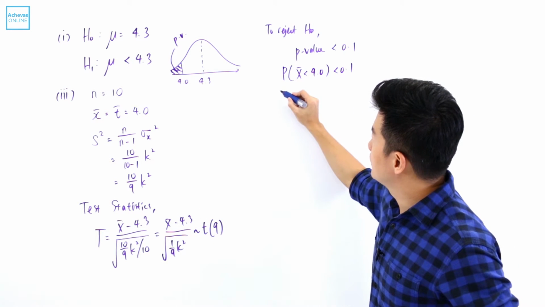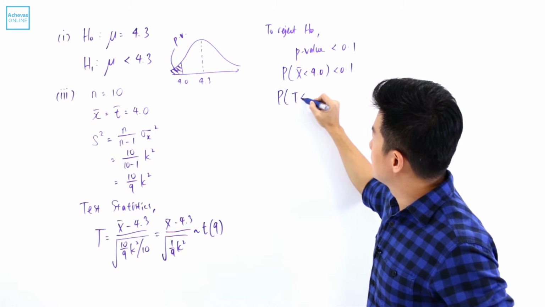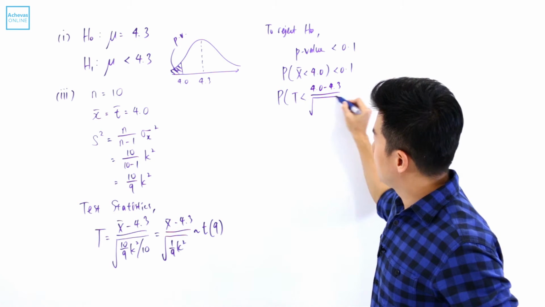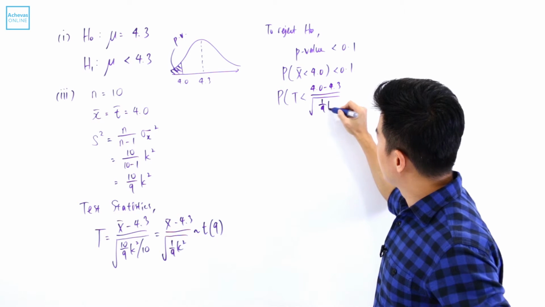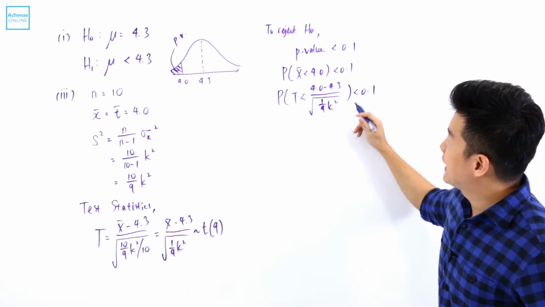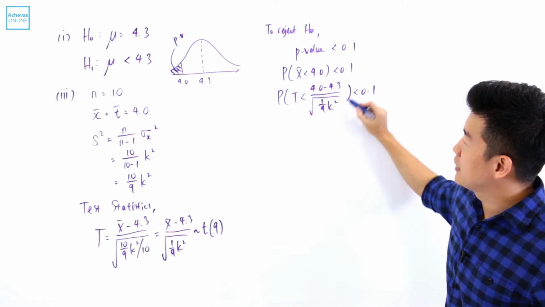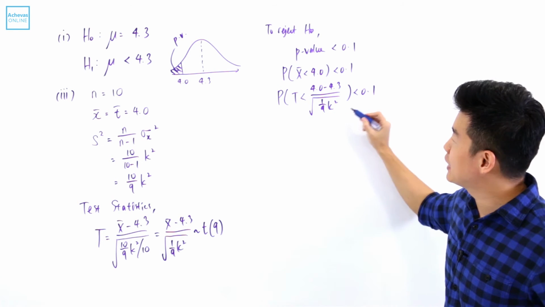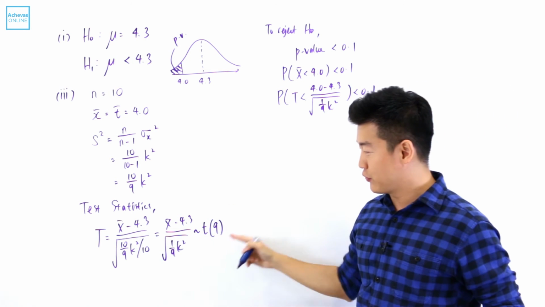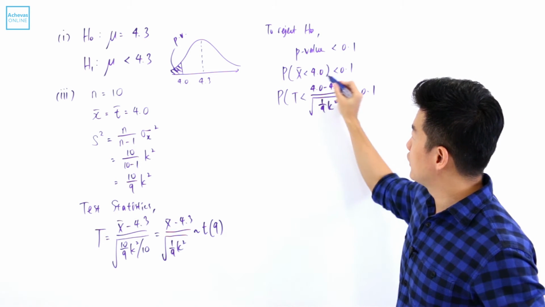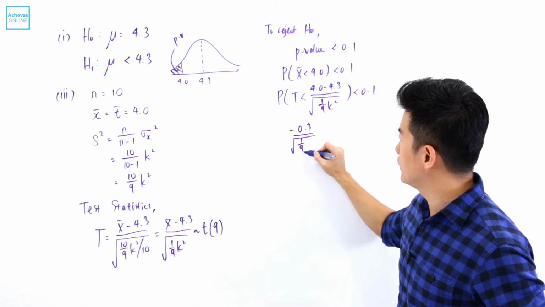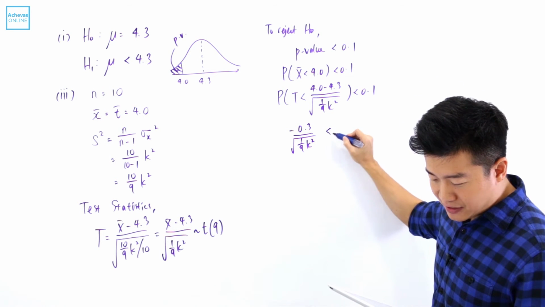Standardizing to a t distribution, that means the probability that t is less than 4.0 minus 4.3 divided by the square root of 1 over 9 k squared. This is going to be less than 0.1. For this, I just need to try to find a range of values, and that can be easily done by pressing my calculator for an inverse t, with the area as this and the degree of freedom as 9. Pressing my calculator for inverse t, this is minus 0.3 over the square root of 1 over 9 k squared.